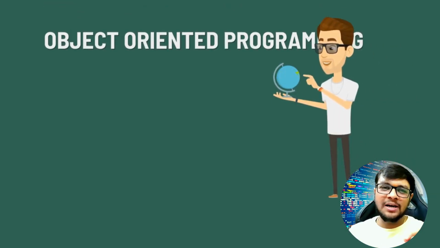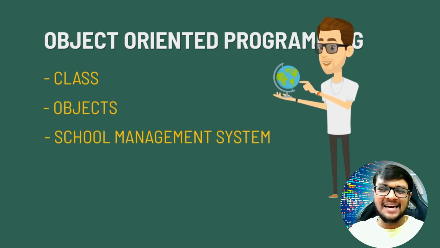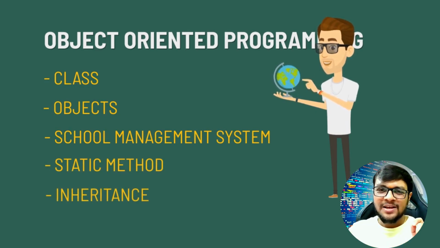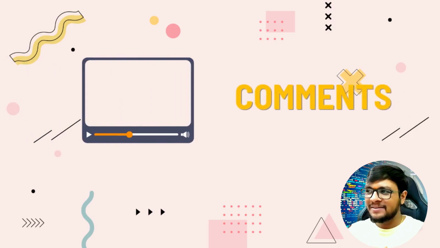So in object-oriented programming, up till now, we have covered how to create class, objects. We have seen a school management system there, static method, class methods, every type of inheritance, everything. So I would ping the list there in the comments, have a look at it. And now we are going to start with abstractions.